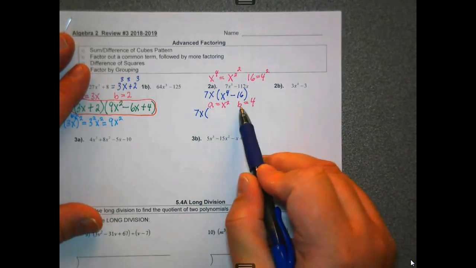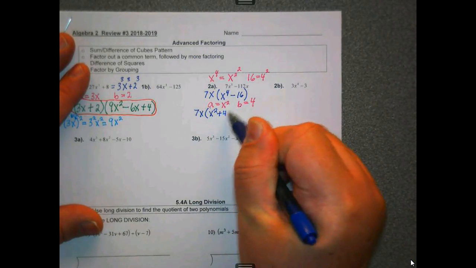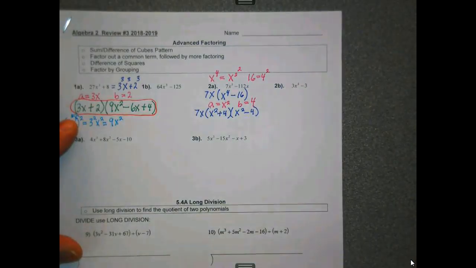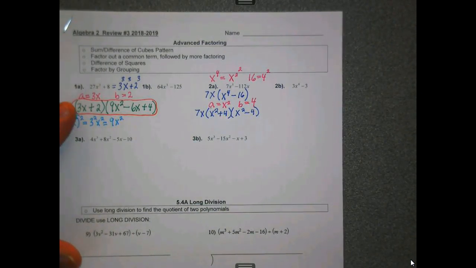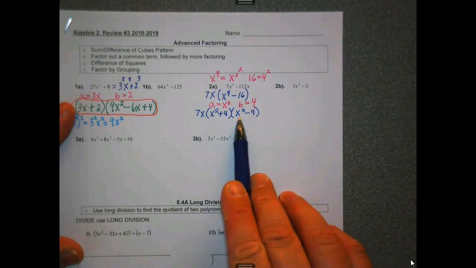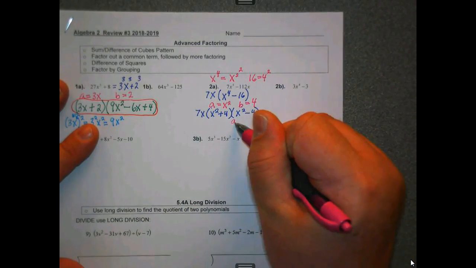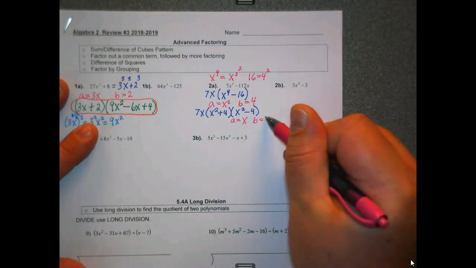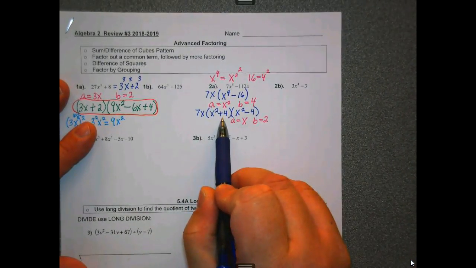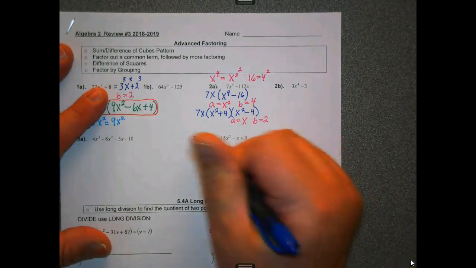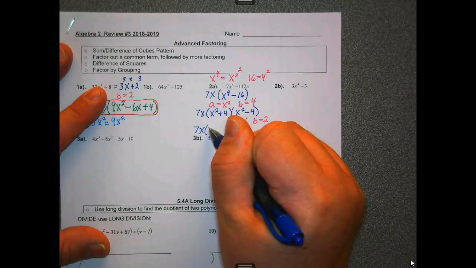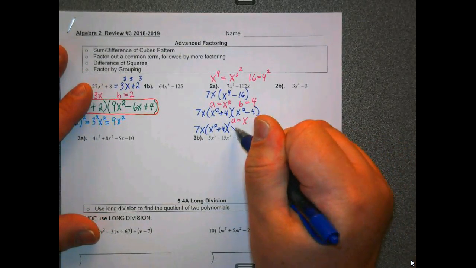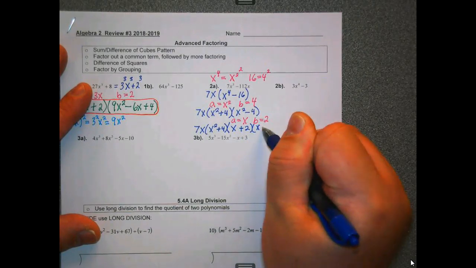I have a plus b, so x squared plus 4, and a minus b, x squared minus 4. Now, being in Algebra 2, you should realize that this is another difference of squares, right? What's your a here? What's being squared? X. And b, what's being squared? 2. We know that this has imaginary numbers from our synthetic division that we've been doing. That's 7x times x squared plus 4, and another a plus b, a minus b. So I have x plus 2 and x minus 2.